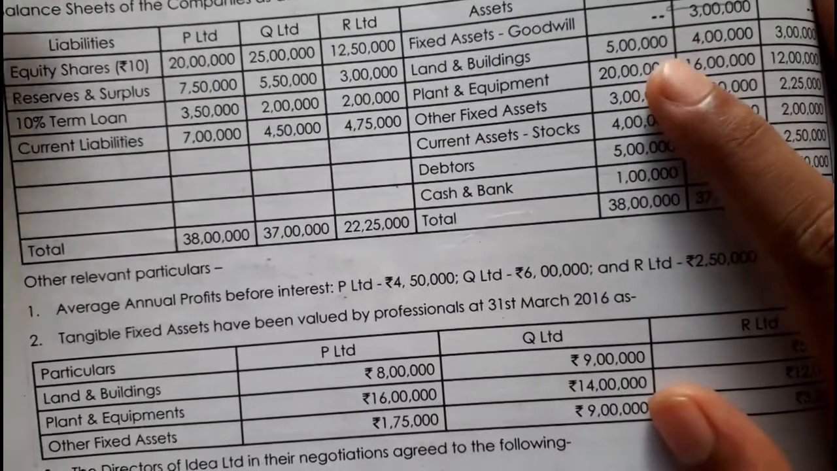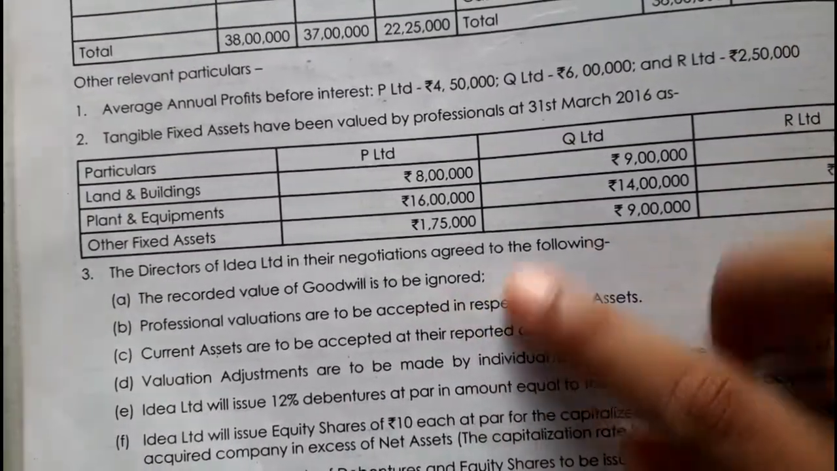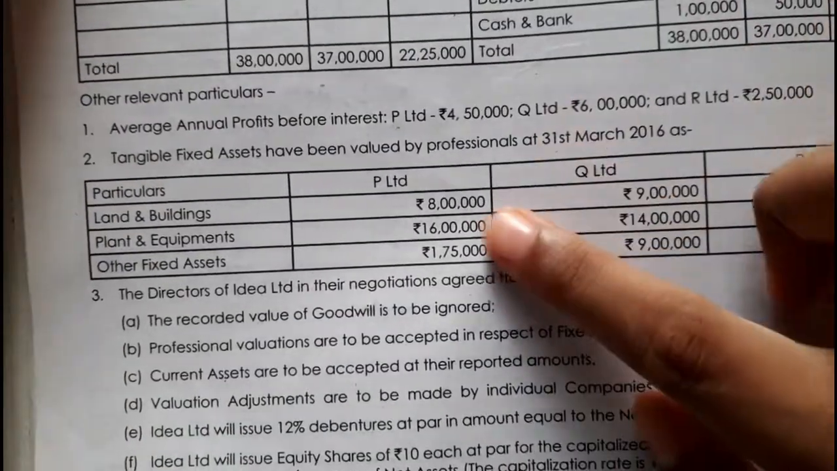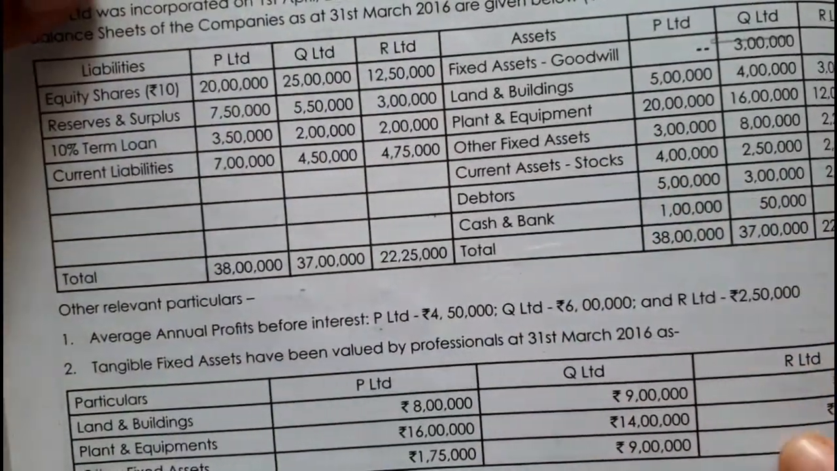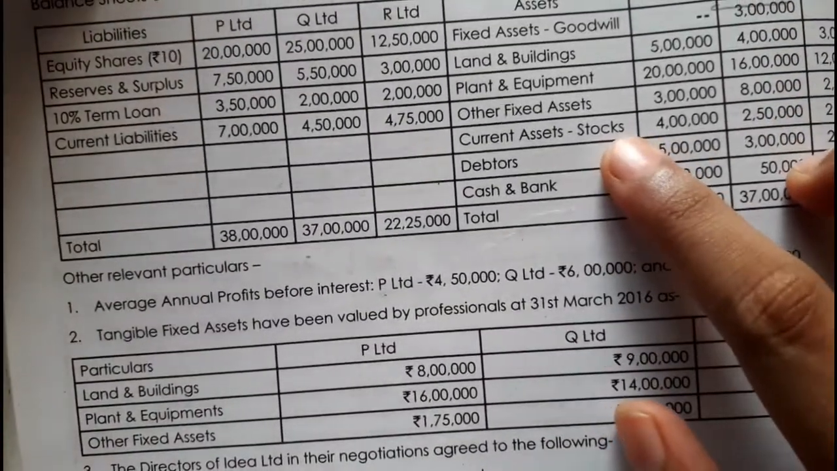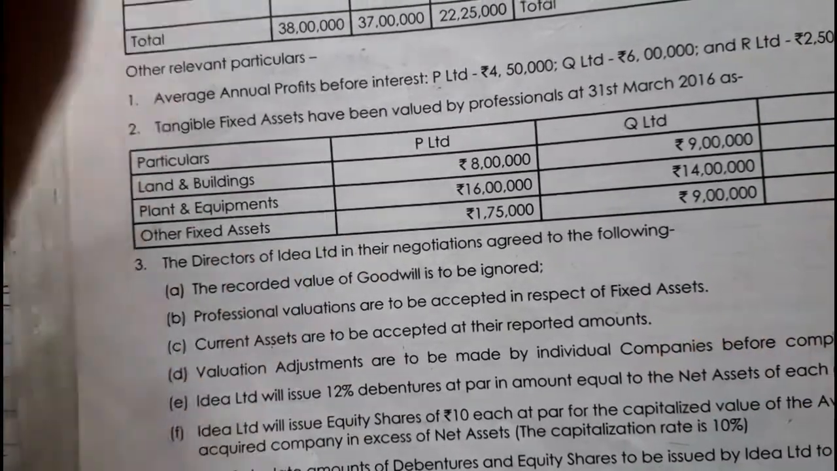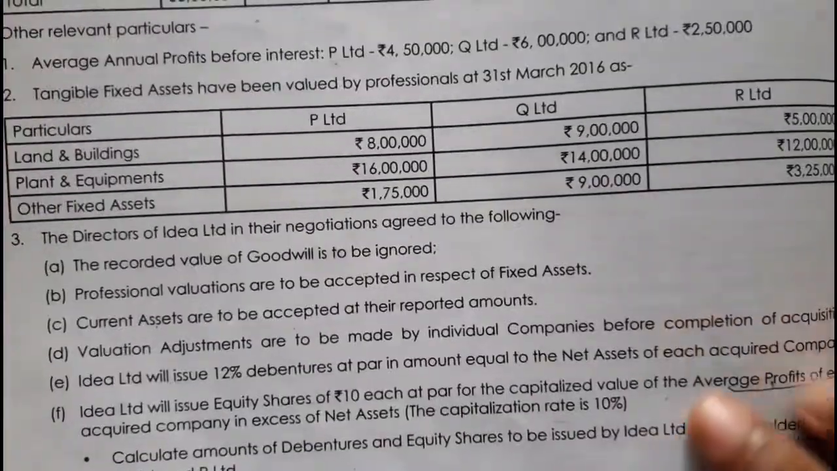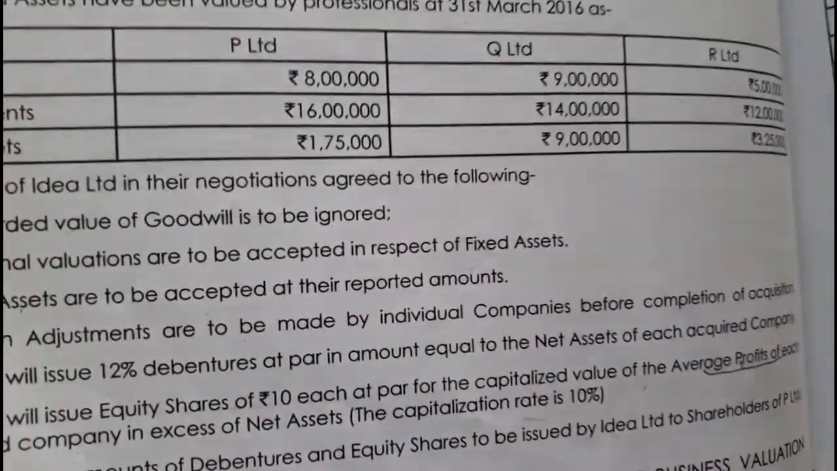Here, the points they have given: the recorded value of goodwill is to be ignored, so we'll not take the goodwill value. Land and buildings are all revalued, so for these three things we'll take the revalued amount. The current assets are stocks, debtors and cash and bank. They are to be accepted at the reported amounts given in the balance sheet, the same amount we have to take. Valuation adjustments are to be borne by individual companies before completion of acquisition. So individually we have to find for the three companies.